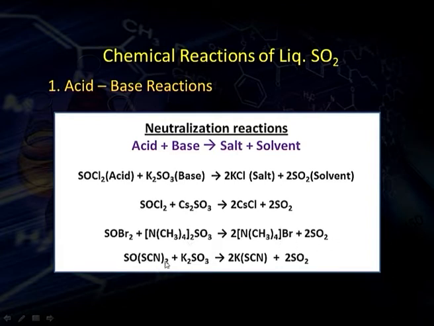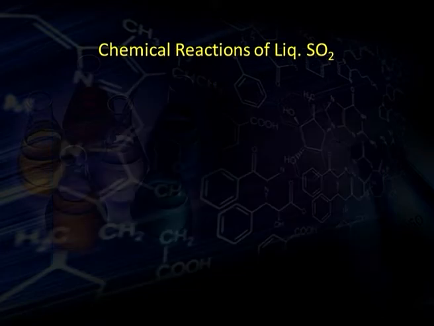Similarly, the last example, we have thionyl isocyanate. It reacts with potassium sulphite, this is the base, and thionyl isocyanate is the acid. It will form a salt, which is potassium thiocyanate, and the solvent SO2. So, we can see in all these reactions the acid and base react together to form the salt and solvent, hence these are neutralization reactions.